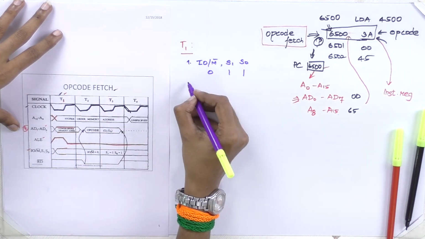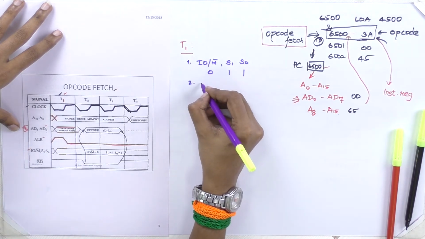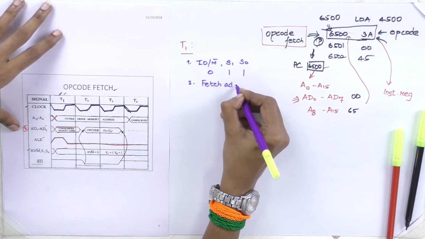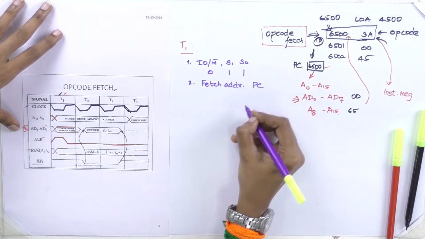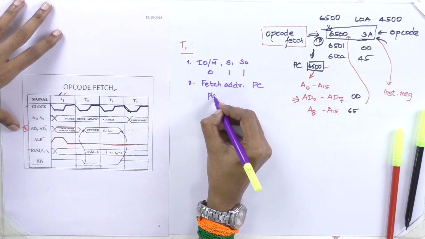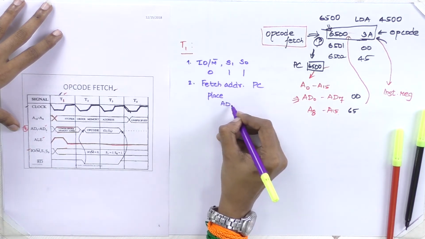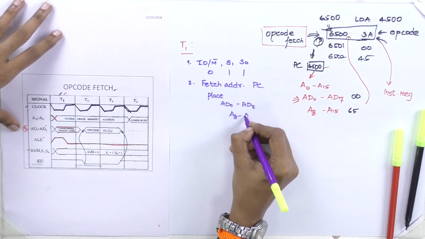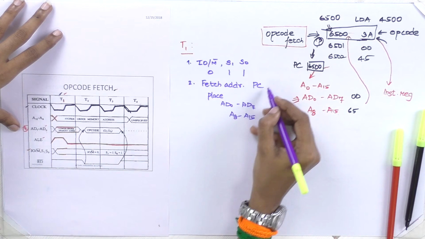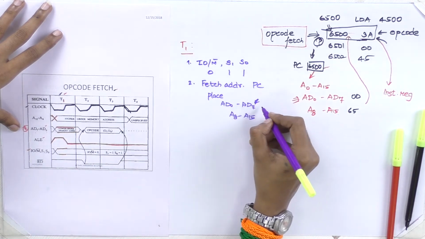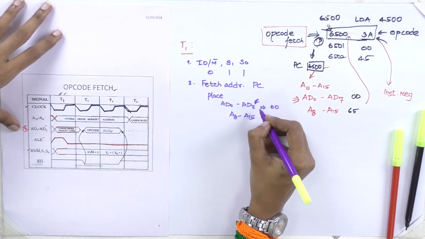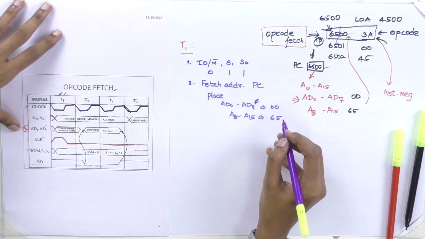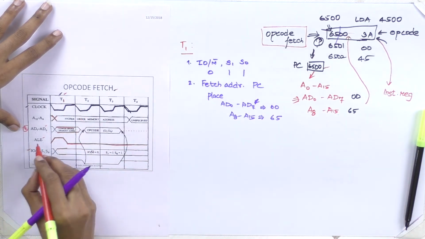Fine. So the next thing that should happen is it has to fetch the value from the address. It takes the address from the program counter and places it in AD0 to AD7 and A8 to A15. So in this example, what value will be placed in AD0 to AD7? Which is nothing but the lower byte, 0, 0. And the higher byte value is 6, 5. Okay. So this value would be put here.